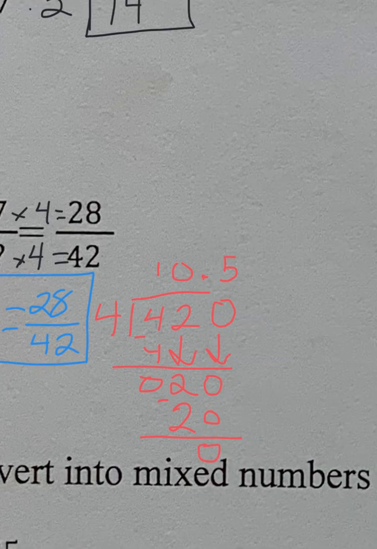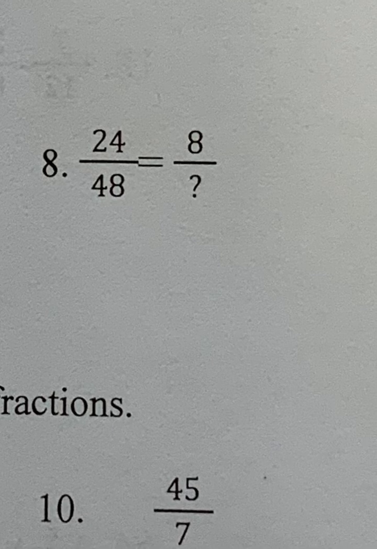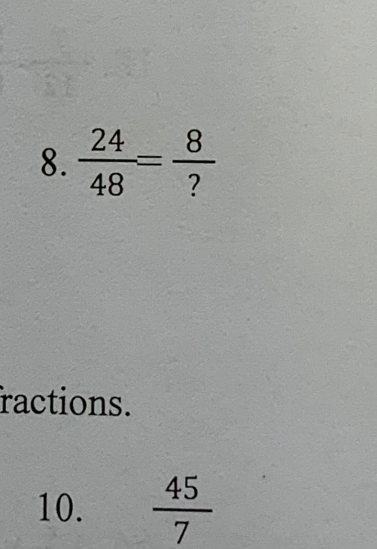Alright, let's move to number 8. This one's pretty similar to number 7. I need to find a number that 24 can be divided by to get 8. And I know that 24 divided by 3 gets me 8. So I need to do 48 divided by 3 to get me a question mark.